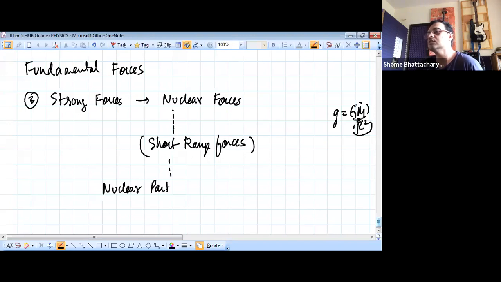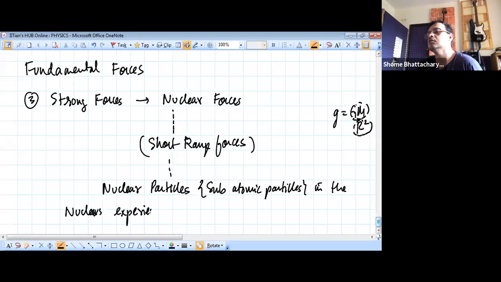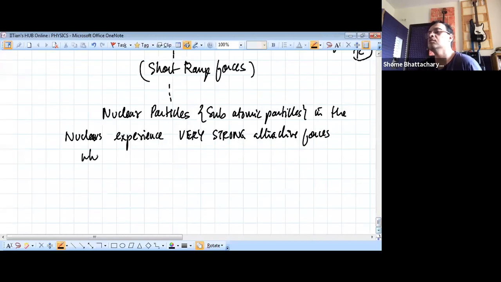that nuclear particles, or what we call subatomic particles, in the nucleus experience very strong attractive forces when the distance between them is very short.